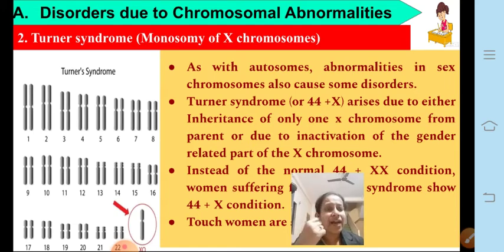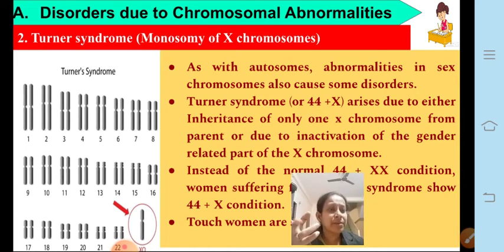Normally women have 44 plus XX chromosomes. Turner syndrome occurs only in females. Turner syndrome is a disease of a female. These females have only 1 X chromosome. This abnormality in the sex chromosome arises due to either inheritance of only 1 X chromosome from the parent, or maybe due to inactivation of the gender related part of the X chromosome.